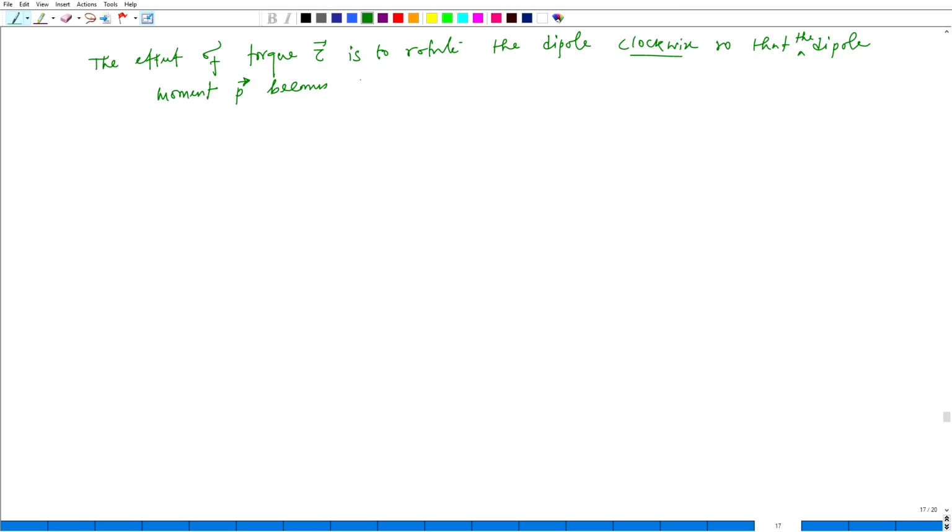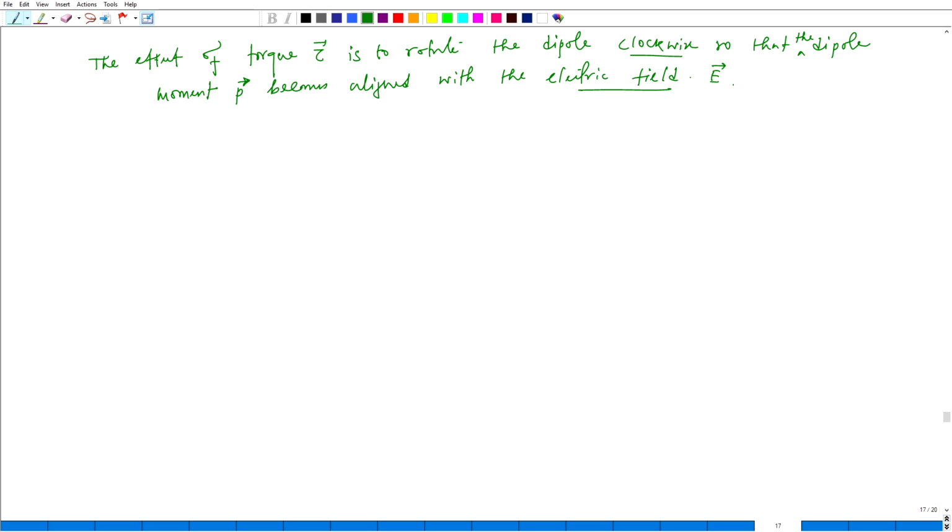So, it becomes aligned with the electric field. The thing is that when we place a dipole in an external electric field, the net force on the dipole is 0, but the torque is not 0. So, the torque basically rotates the dipole and ultimately aligns it to the electric field, and that is the property of the dipole in an external field.